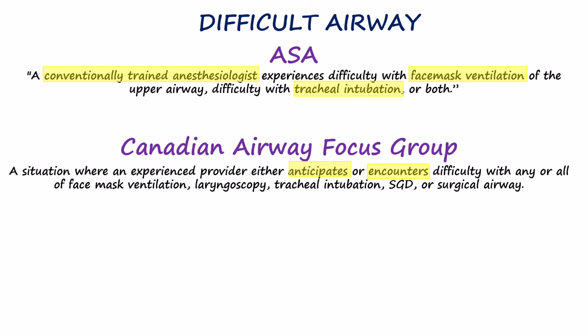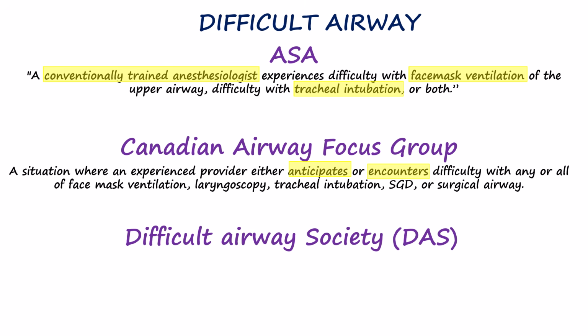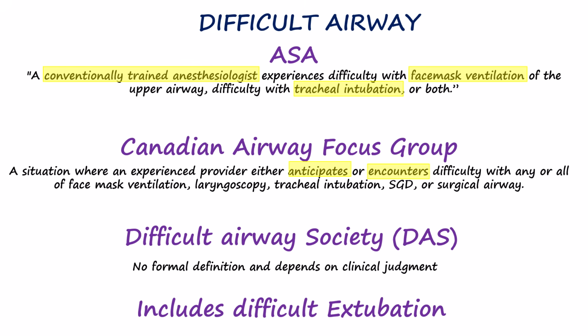The Difficult Airway Society itself acknowledges that there is no single, fixed definition of a difficult airway. Instead, they recognize that different definitions exist in the literature and leave it to the clinical judgment of the anesthetist to decide whether an airway qualifies as difficult. Importantly, all three societies also acknowledge that difficult extubation should be considered a part of the broader concept of the difficult airway.